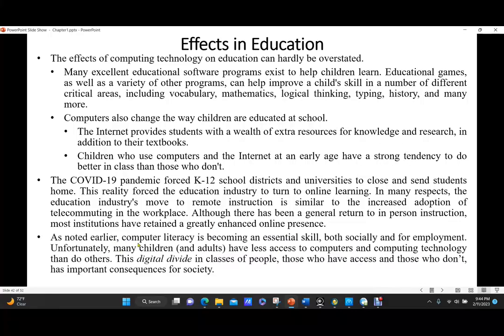As we noted earlier, computer literacy is becoming an essential skill both socially and for employment. Unfortunately, many children and lots of adults have limited access to computer and computing technology. This digital divide in classes of people, some who do have access, others who don't, has important consequences for our society.